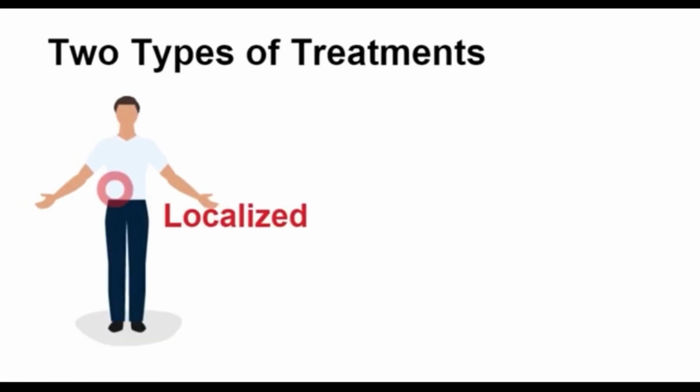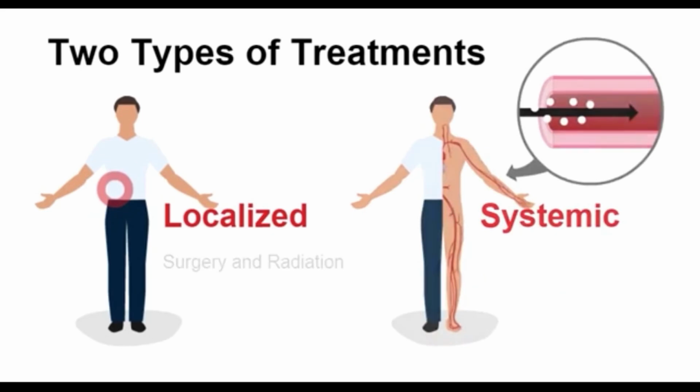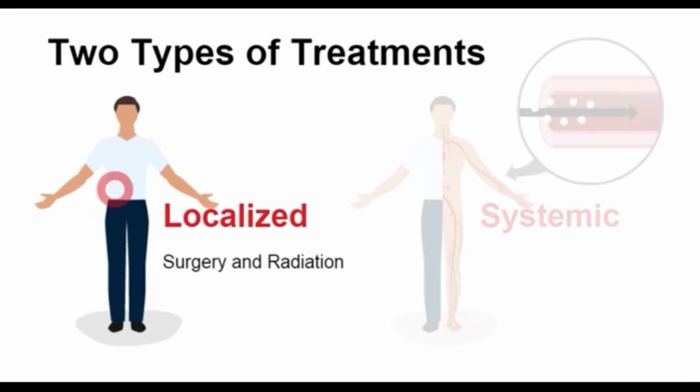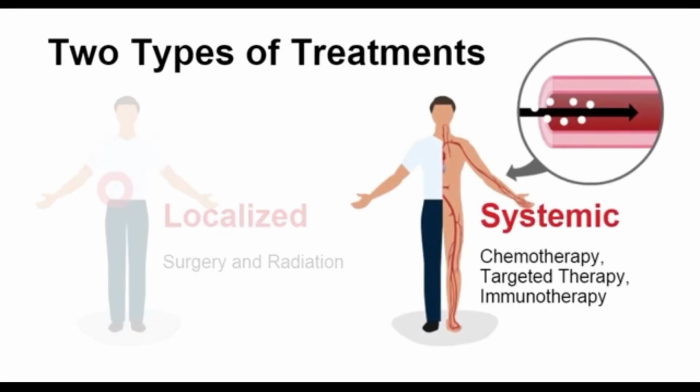Welcome to our treatment for metastatic stage 4 kidney cancer quick guide. Cancer treatments can be divided into two types: localized and systemic. Surgery and radiation are localized treatments. They remove or kill the cancer cells in or near the kidney. Chemotherapy, targeted therapy, and immunotherapy are systemic treatments. They kill cancer cells that might be anywhere in the body.